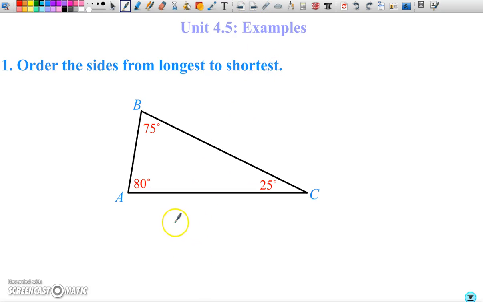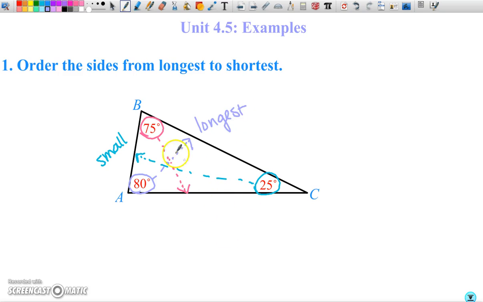So here's the first example. We're going to order the sides from longest to shortest. So what I'm going to do is just go through my angles, this being the 25-degree angle. It is across from this side. And since this angle is the smallest angle, that means this side will be the smallest side. Then I'm going to move on to this one, 75, and this is across from this side here, right? And then our 80-degree angle is across from this side over here. So 80 is the largest, which means this one would be the longest side.